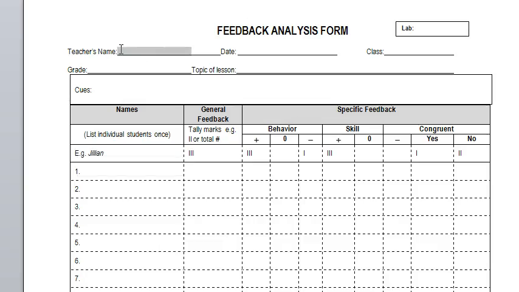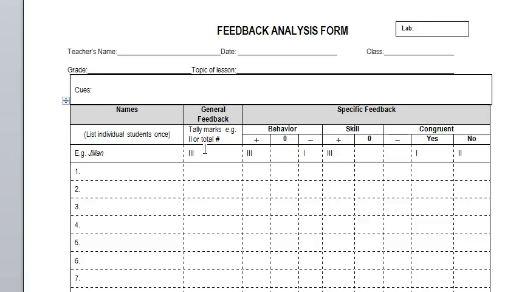You type your name in here, the date, the class it was done in, 255. You could also say what lab you were doing, lab A1, A2, or B, C, or D, whatever you're doing, and also fill in these other areas. But what's particularly important is to look at how we figure out and analyze the amount of feedback that we provide to students. So in the example here, we have Jillian, and we only list each individual student once.